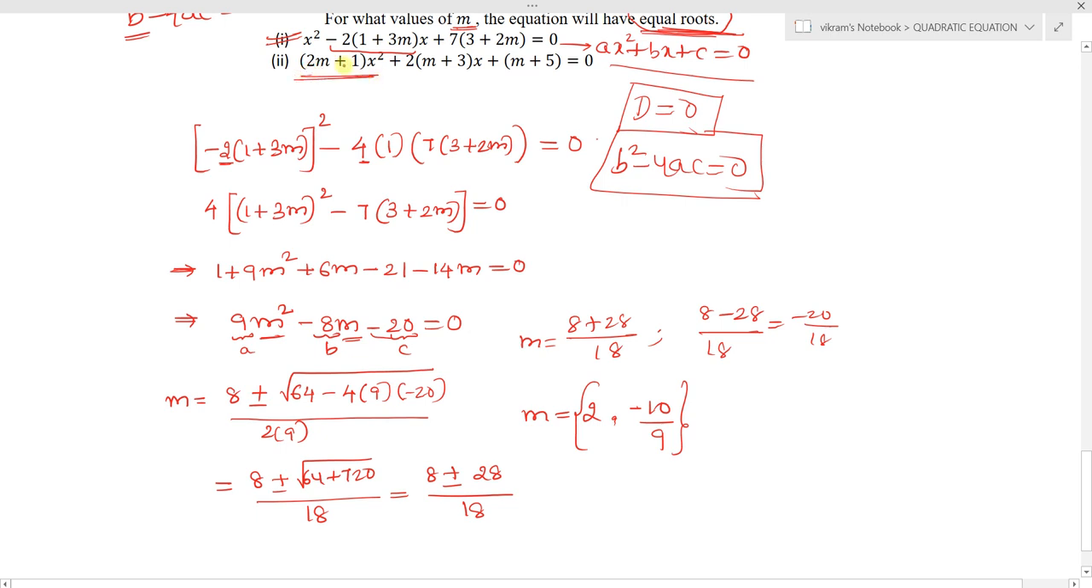If you verify, for the second one the solution you need to get is m equals minus 5 plus or minus square root of 41, by 2. These are the two values of m you will obtain.